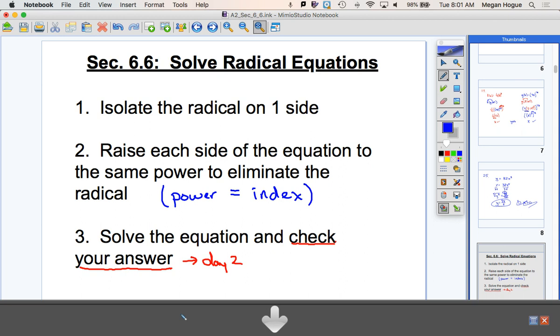Does that word sound at all familiar to you? Absolutely not. That's okay. I didn't think that we had talked about it in here.